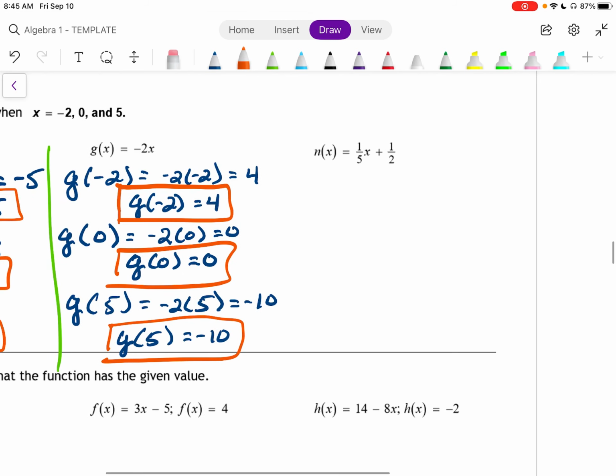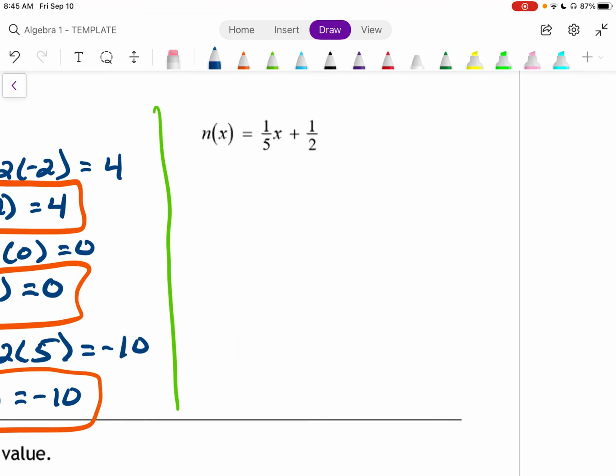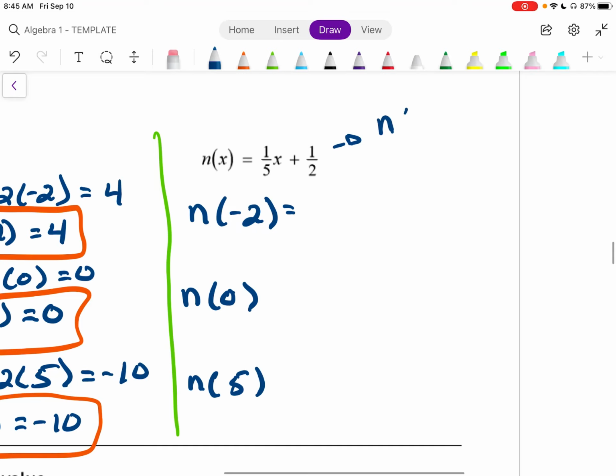Next up, our last one. I'll draw a little line here again. So we're supposed to plug in negative 2, 0, and 5. So n of negative 2, n of 0, and n of 5. For negative 2, I plug in, and I'm going to actually rewrite this equation right here. I'm just going to say this is n of x, and I'm going to put the x in that numerator there. So this is x over 5 plus 1/2. Right? I'm allowed to do that. Those are equivalent equations. Those are exactly the same equation. I just put that x in the numerator so we're able to see what we're doing.